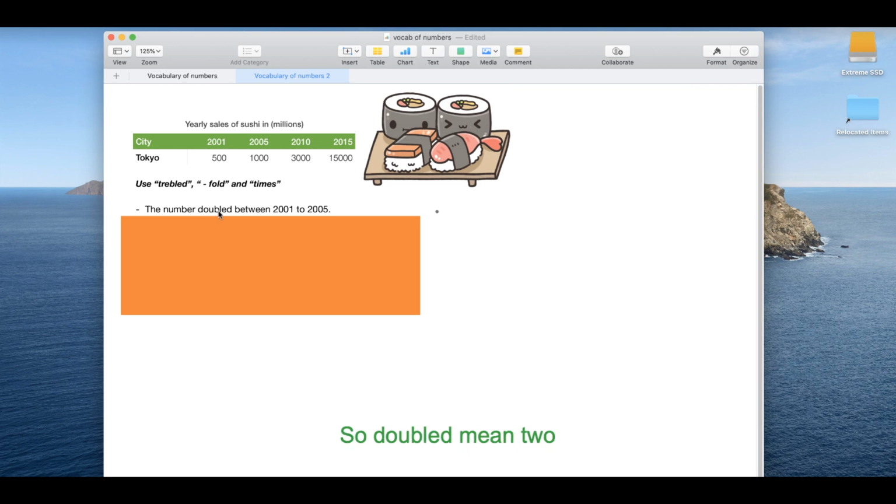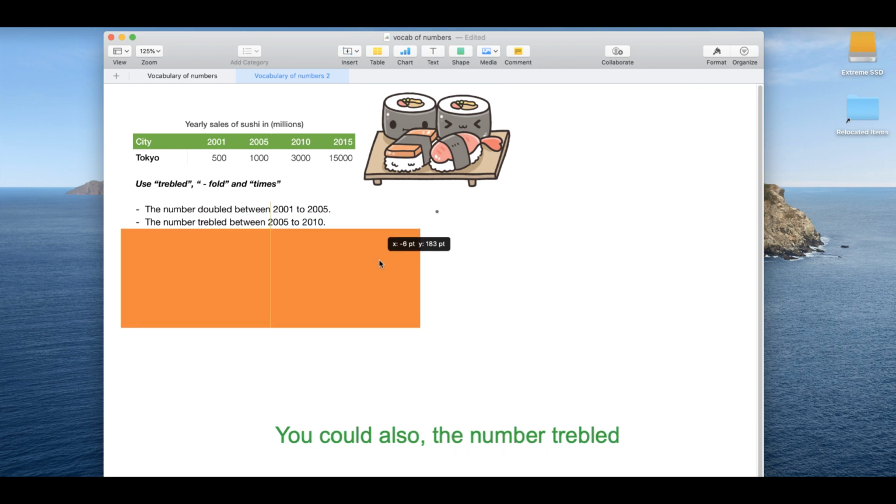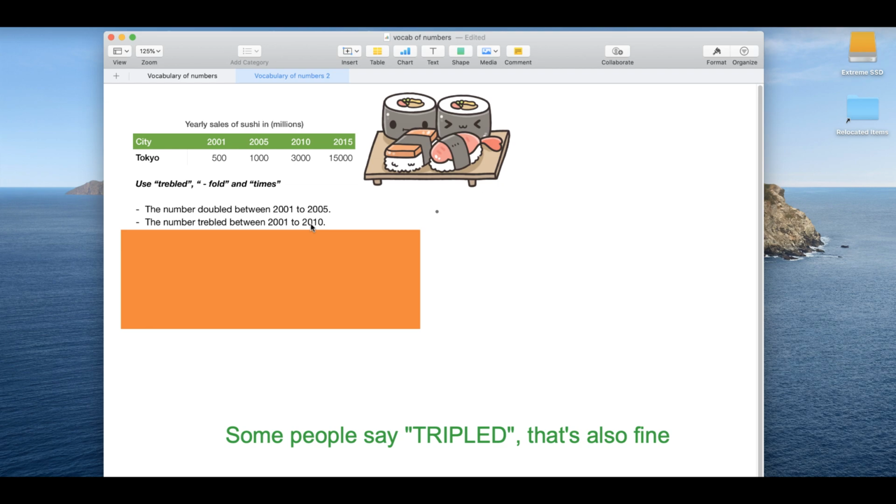So the number doubled. Doubled means 2. You could also say the number trebled. Trebled is 3 times. So between 2001 to 2010. Oh, I see a mistake. This should be 2001. So the number trebled. Now some people say tripled. That's also fine.